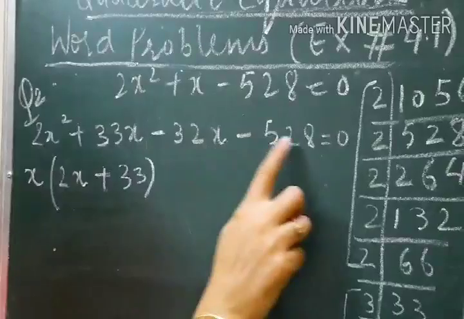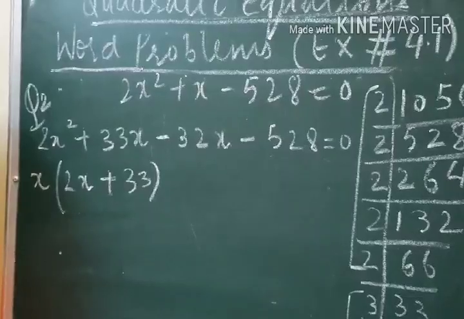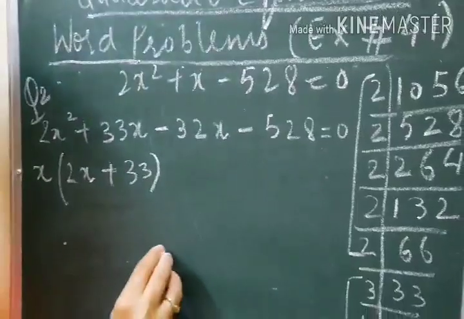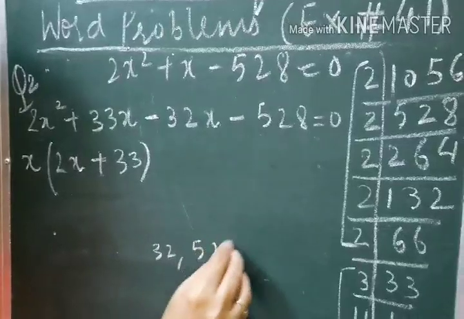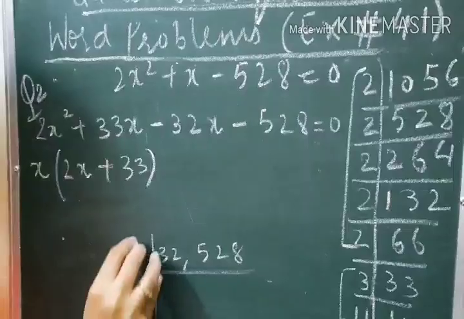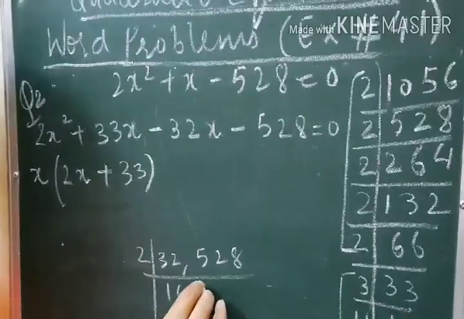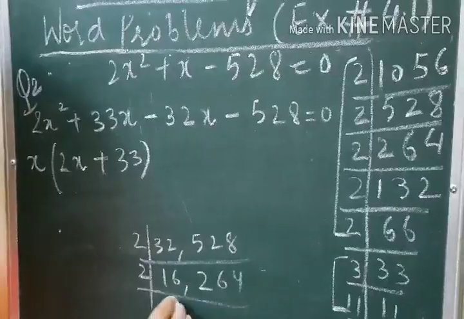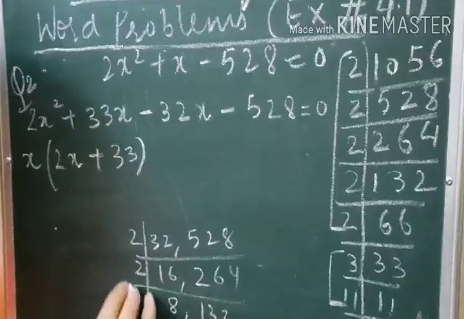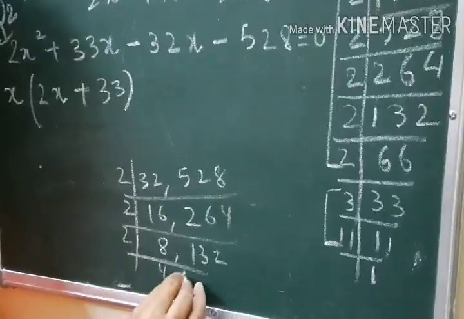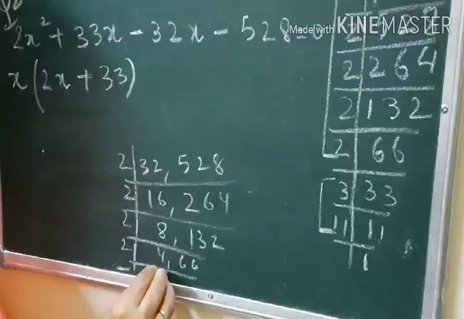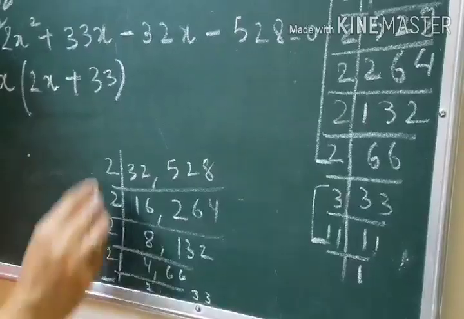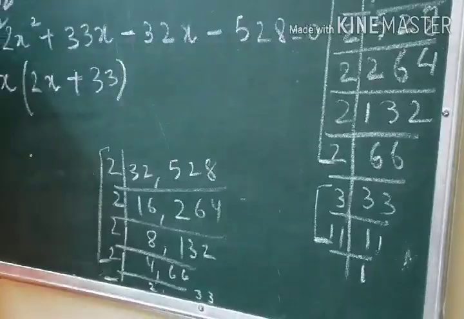Now from 32 and 528, what is common? You don't know what is common in 32 and 528. So for finding it out, we'll take the HCF of these two numbers and find out what is common. So solve it. 2 16s are 32, 2 64s are 128, again 2 8s are 16, 132, 2 4s are 8, and 66, 2 and 33. But 2 and 33 will not go in any table. That means we have to stop it here.